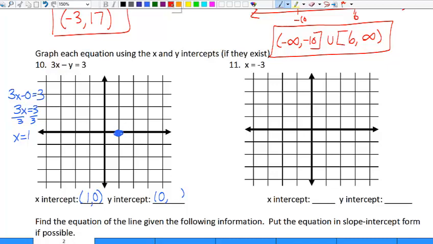x-axis. For my y-intercept, I know x is 0, so I'm going to plug in 0 for x, so that's 3 times 0 minus y equals 3. So that's 0 minus y equals 3, or just negative y equals 3. And then I can divide both sides by negative 1, and that gets me y equals negative 3.